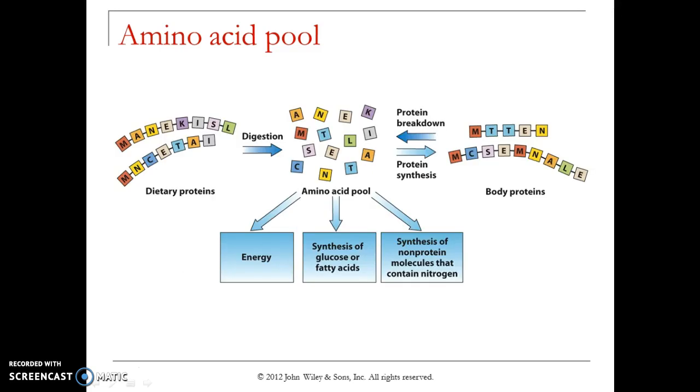So you can see this is just a visual depiction of the amino acid pool. So we have the digested proteins, we have the body proteins that are broken down, and then we can use those little, I like to call them Legos, so those little Legos to build up other body proteins or use them for something else. We can burn them up and use them as energy. We can make some glucose or fatty acids through gluconeogenesis. We can also make some non-protein molecules that contain nitrogen, because remember, proteins contain nitrogen, whereas our other macronutrients don't.